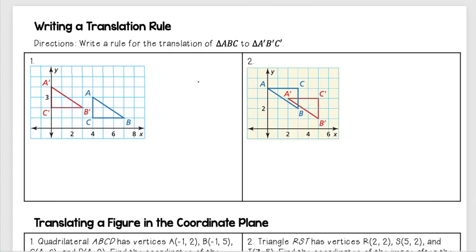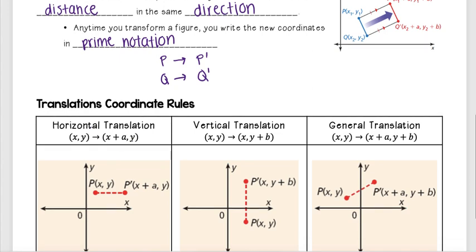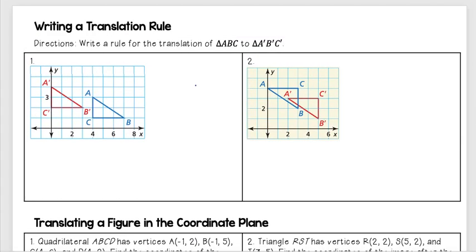Okay, so for writing a translation rule, I am going to now try and come up with this right here, this (x, y) arrow, x plus whatever and y plus whatever, by looking at this picture. So it's important that I start from the pre-image and see how it changes to get to the image. So that means I need to start with this blue shape because that is going to be my pre-image. And I know that because it doesn't have that prime notation with it.